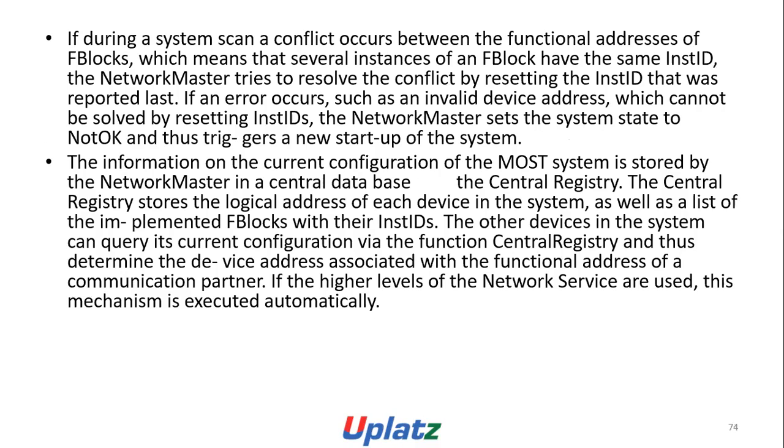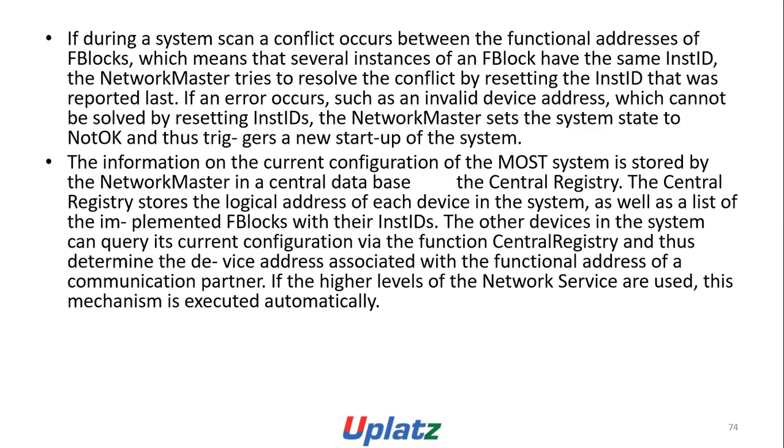If during a system scan a conflict occurs between the function addresses of the Fblocks, which means that several instances of an Fblock have the same instance ID, the network master tries to resolve the conflict by resetting the instance ID that was reported lost. If an error occurs, such as an invalid address which cannot be solved by resetting the instance ID, the network master sets the system state to not okay, and thus triggers a new startup of the system.